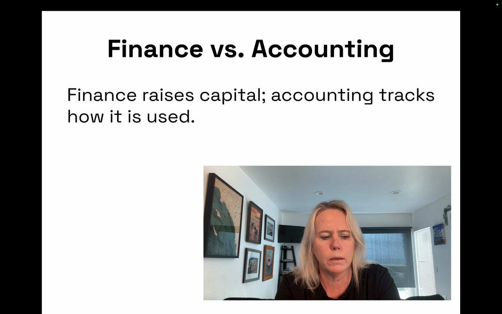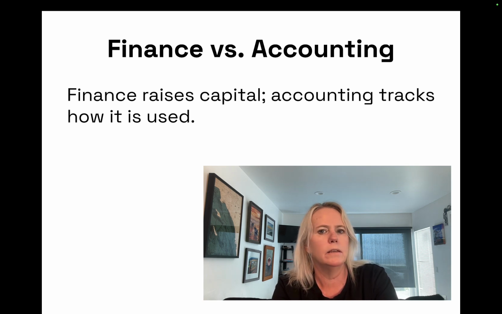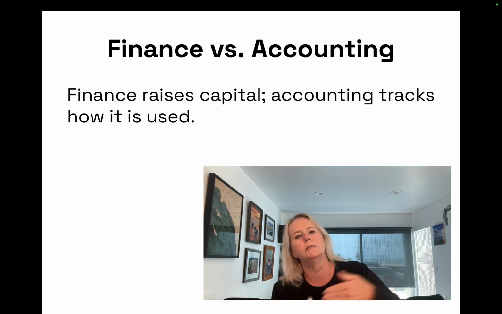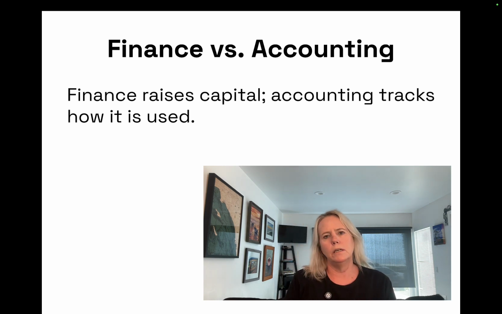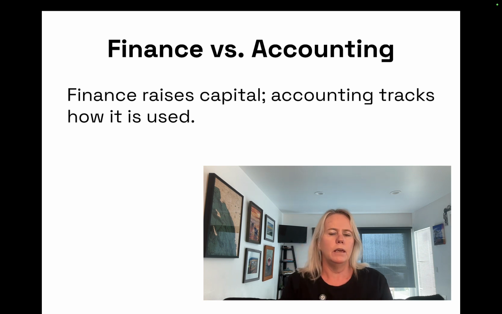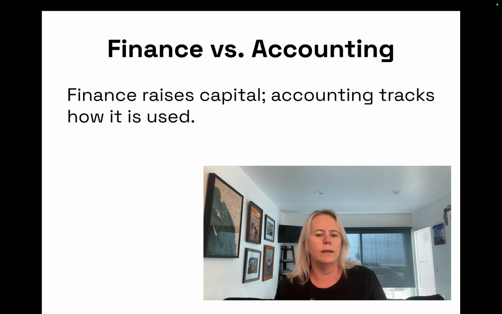And so when we talk about funding in small businesses, you hear the terms finance and accounting. Finance is about the raising of capital, so getting money into your business. And then accounting is about the processes that track how it's used. So your purchasing, your creation of financial statements, the actual bookkeeping that you do, that's all accounting.